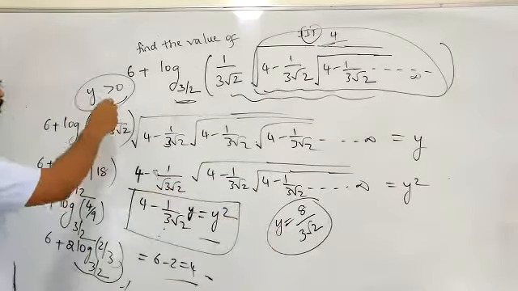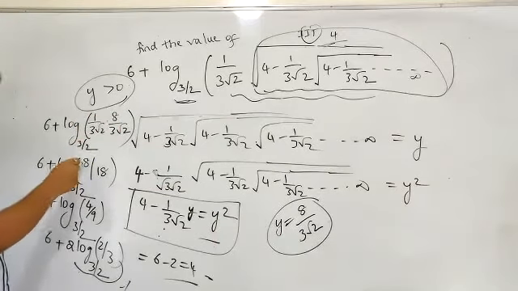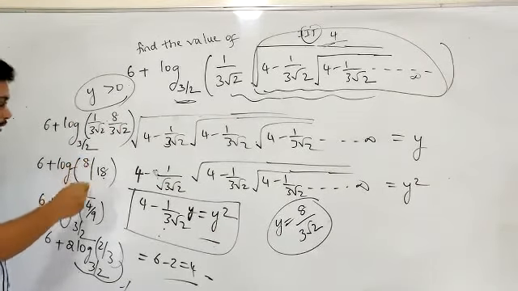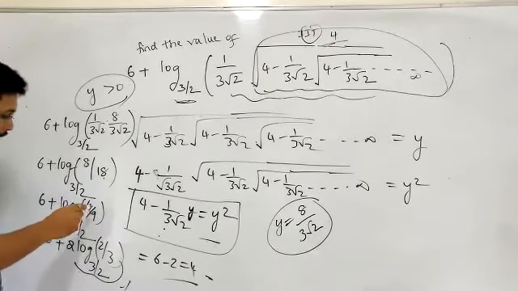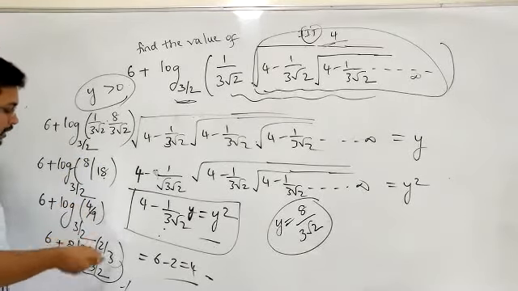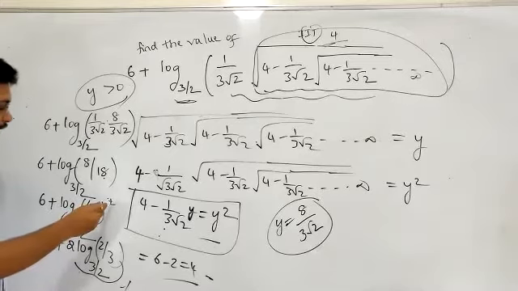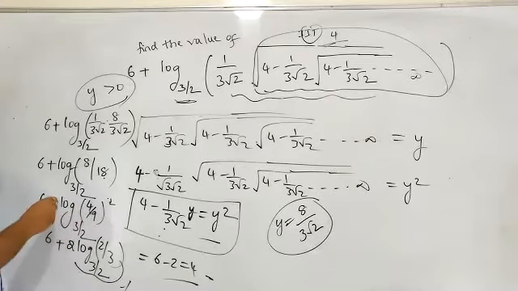Now just substitute it here. So you'll be getting something like log of 8 by 18. 8 by 18 is 4 by 9, and I'll be writing 4 by 9 as 2 by 3 whole square. So that 2 by 3 whole square, whenever there is a power somewhere here, you can write it in the coefficient.